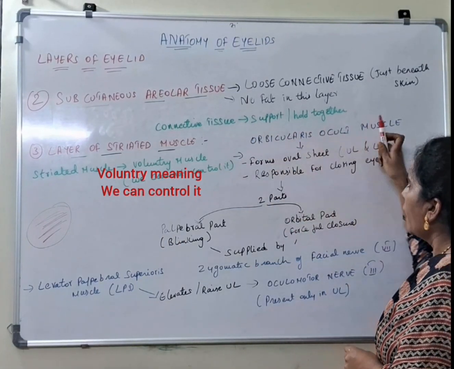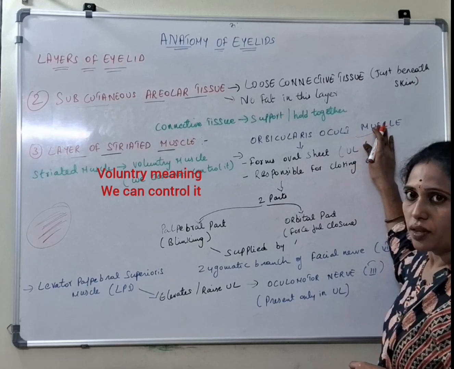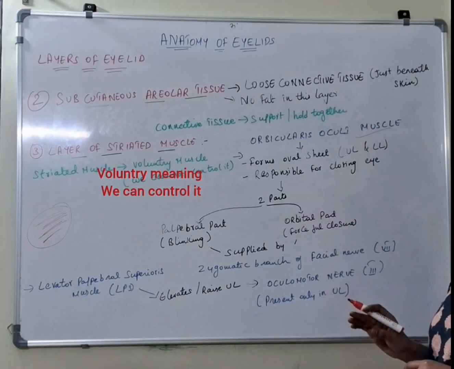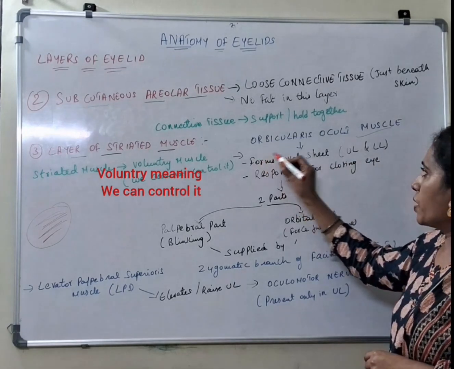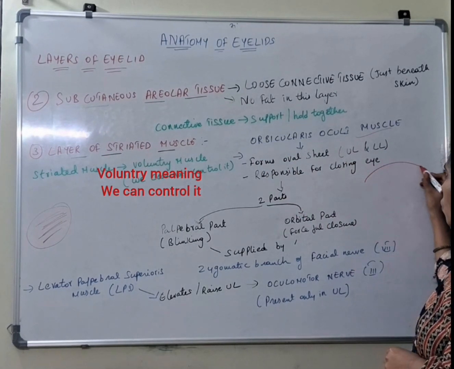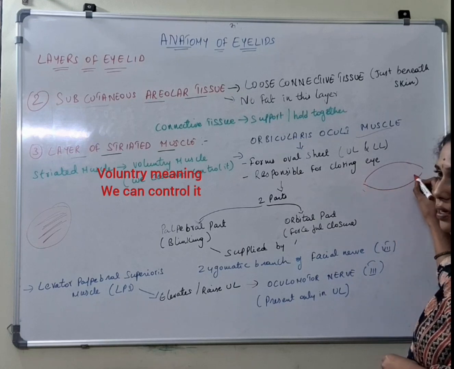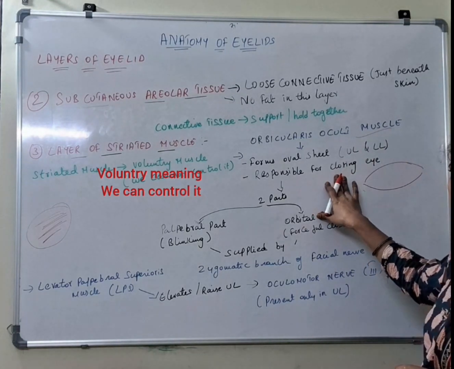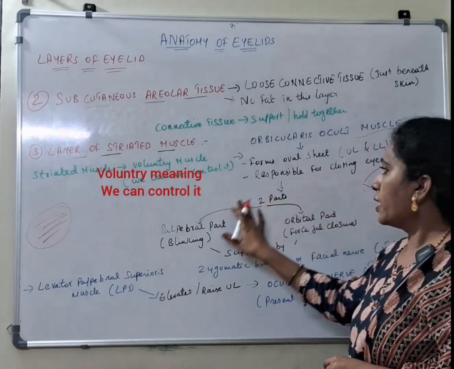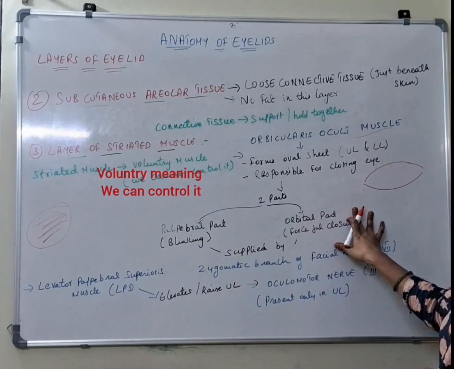Coming to the eye, you have the orbicularis oculi muscle in it. This orbicularis oculi muscle is mainly responsible for the closing of the eyelid. This muscle is present as an oval sheet covering both the upper lid as well as the lower eyelid. And it contains two parts. One is the palpebral part and the other is the orbital part.